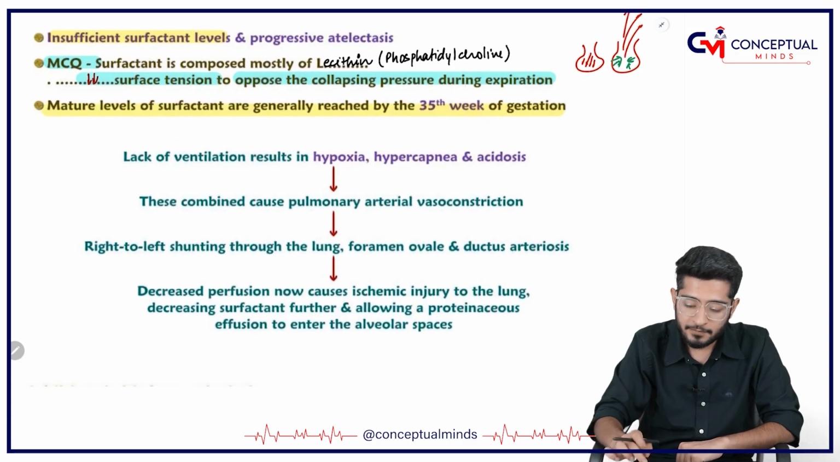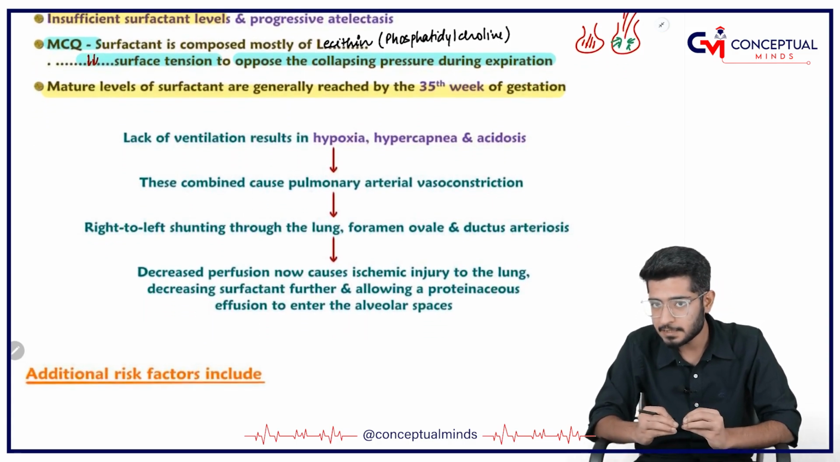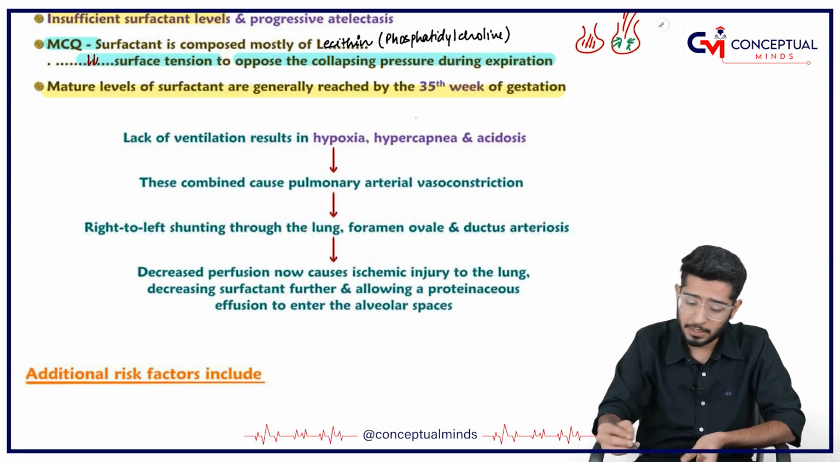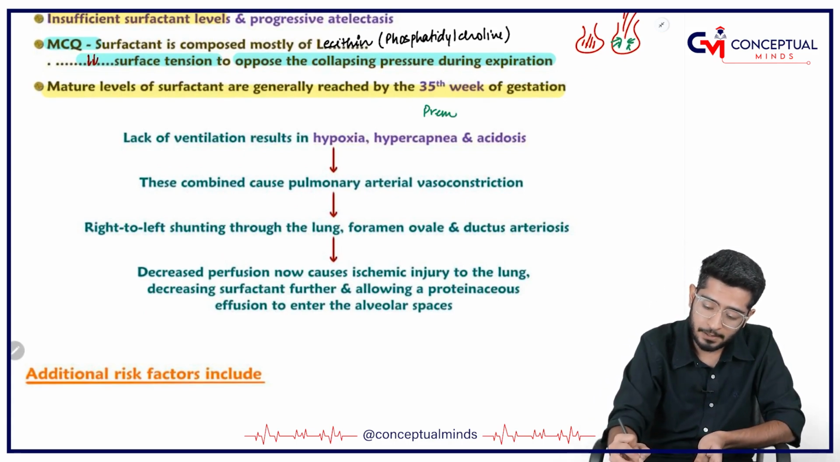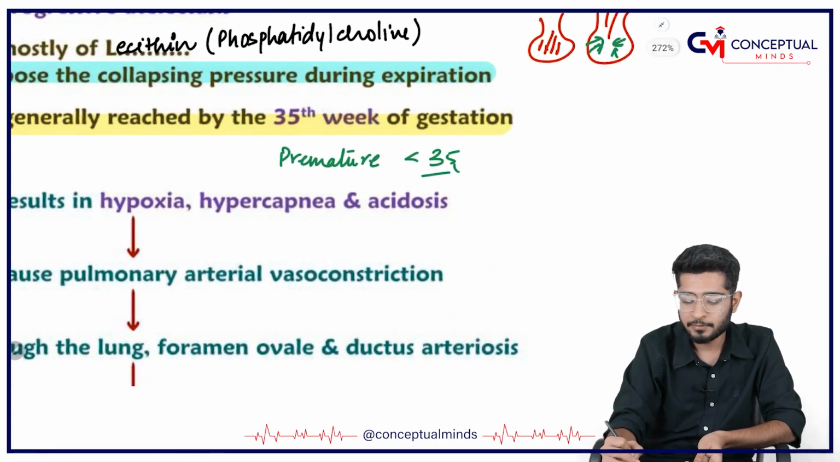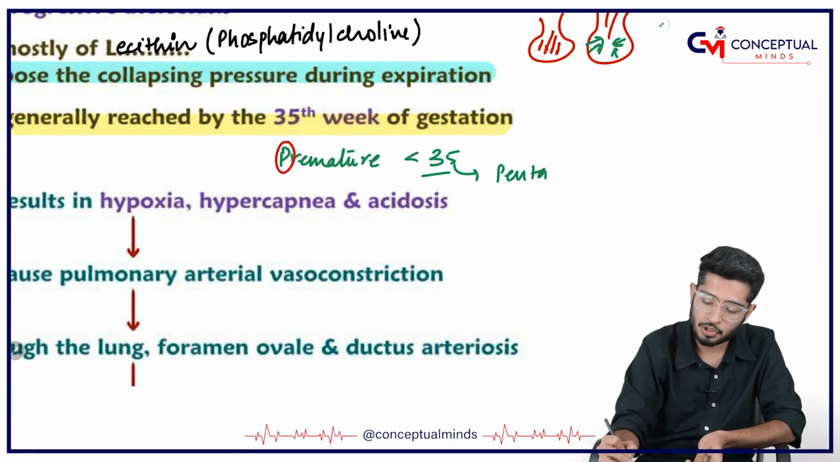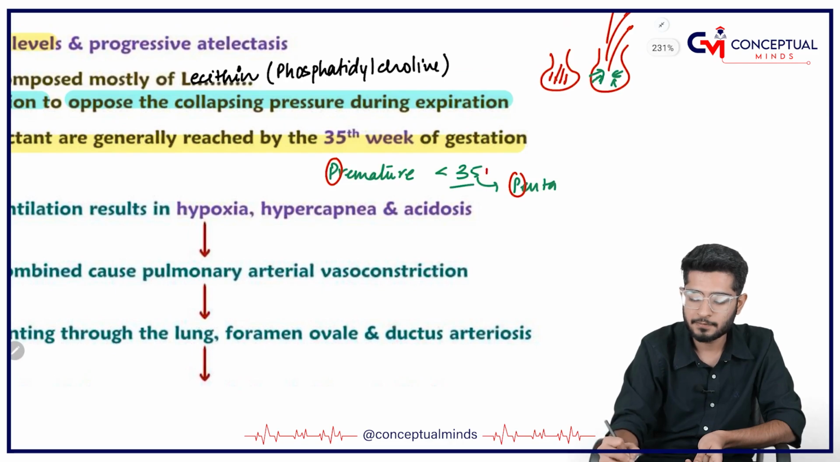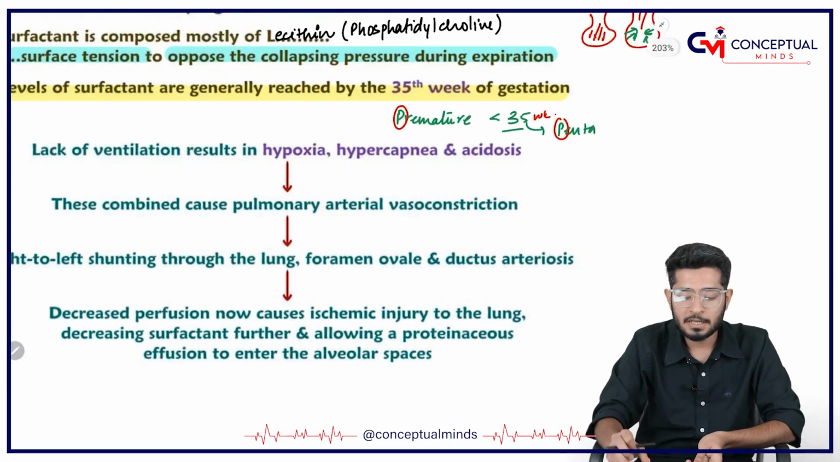Now, coming to an important thing: the mature levels of surfactant are reached by 35 weeks of gestation. So, if the baby has crossed 35 weeks, the baby has reached maturity. A premature child means the lungs are not mature, and premature means less than 35 weeks. Remember 35, 5 is penta, P for penta, P for premature.